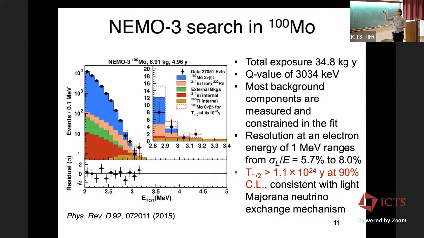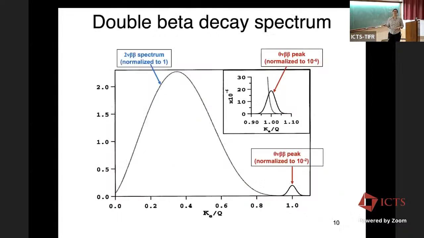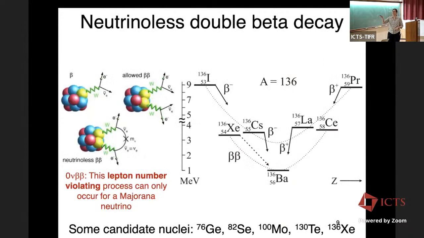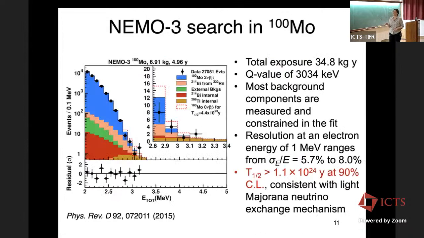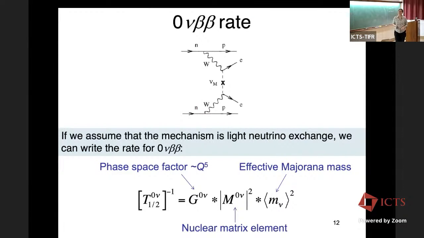Based on this, and based on about 35 kilogram-years of exposure, they're able to set a half-life limit of 1.1 times 10 to the 24 years at 90% confidence level. Because they have access to those 2 electrons and their opening angle, they can actually test whether this is consistent with the light-Majorana neutrino exchange mechanism, which is this diagram, essentially. Not everyone can do that.